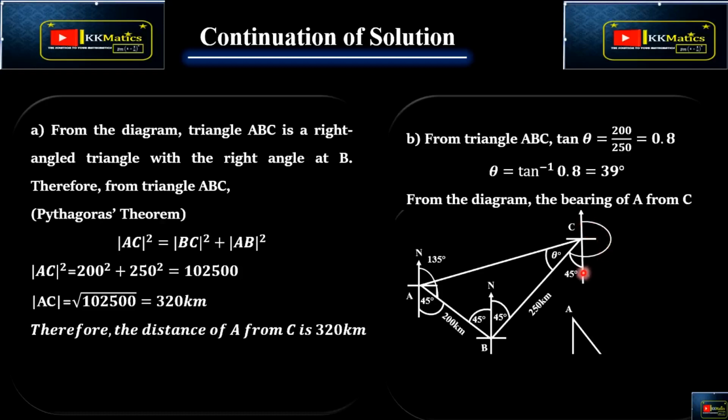Here we have to accumulate it. Accumulating means that we add them. If the first quadrant is 90 and the second quadrant is 180, then from 180 we add 45 degrees and then add theta. Here theta is 39 degrees, so we just add them, and we get 264 degrees. That 264 degrees becomes the bearing of A from C.